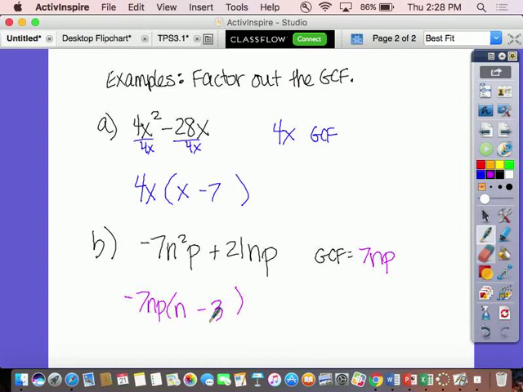A negative 3. If you have a hard time doing that in your head, go through and divide both terms by the GCF. Put the quotient in the parentheses. So 21np divided by negative 7np, 21 divided by negative 7 is negative 3. N cancels out, p cancels out. That's how we got that. When you're done, check and make sure that your answer doesn't have a GCF. This is my answer, but make sure there's not a GCF left. And there's not, so we can call it quits.